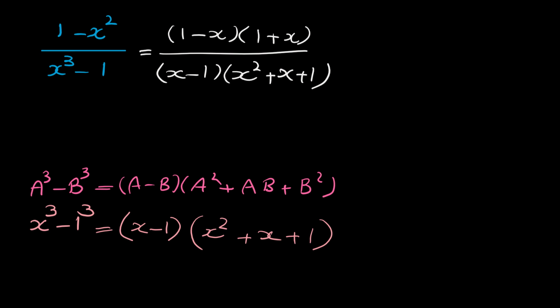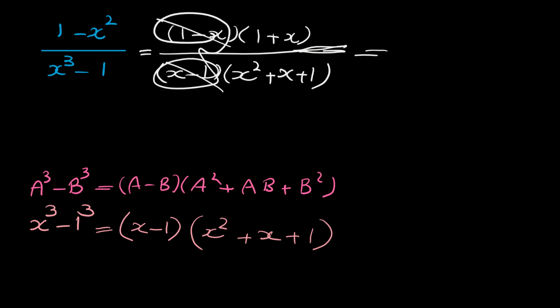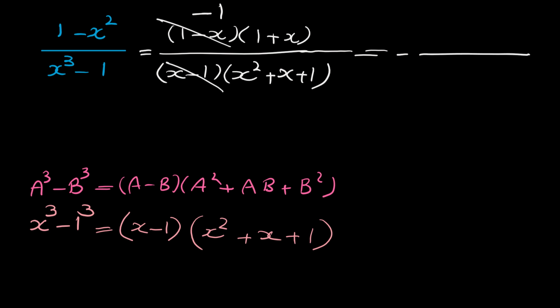Now we can cancel x minus 1 with 1 minus x. And as I explained before, these two brackets are not exactly the same. They are negative of each other. So when you cancel these two, we have to put a negative 1 or negative in the numerator or in the denominator. So the final answer is negative. I prefer this time to put the negative in front of the expression. Negative, then the expression: 1 plus x over x to the 2 plus x plus 1.